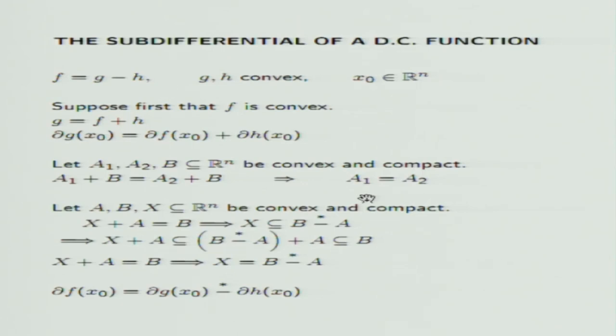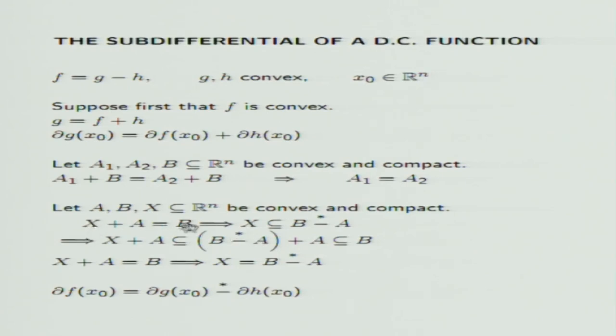Okay, now once we know this property, consider the equation we want to solve. From the very definition of the star difference, we get that if X is a solution, we are assuming that a solution exists. So if we have a solution for this equation, this solution X must be a subset of the star difference. Now from this inclusion, we get this one simply by adding A to both sides. X plus A is contained in this set plus A, which is a subset of B because of the definition of the star difference. Okay?